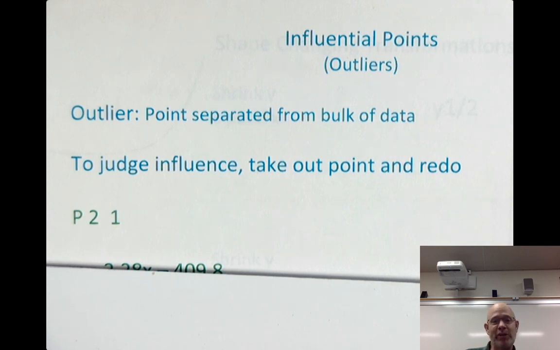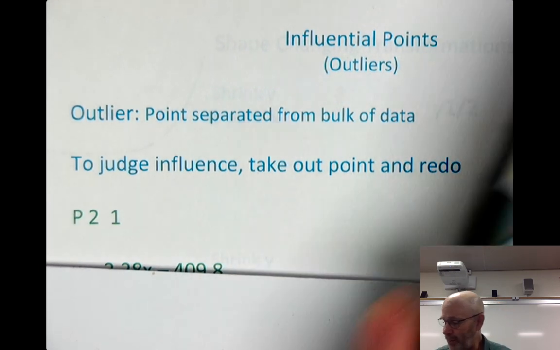And to judge influence, we're just going to take a look at a scatter plot. And if we think it might be influential, we're just going to take it out, and we're going to run all the numbers again and see what happens. So I'll show you a quick example of this. This is actually P21 on section 3.4.